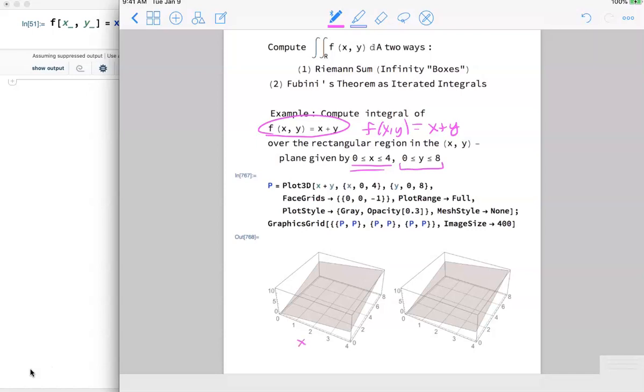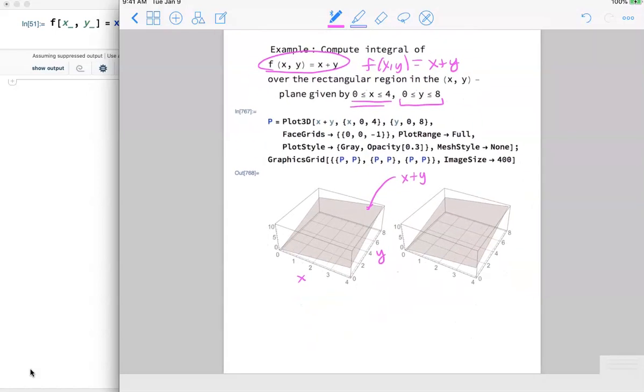So here is our x-axis, here is our y-axis, and we know that the plot of x plus y is just this plane. Okay, now I've got two of these pictures drawn. So I would like to show how we would do the Riemann sum to try to figure out what this definite double integral is going to be.